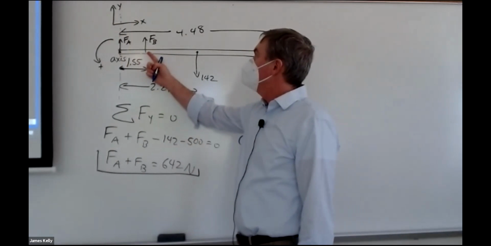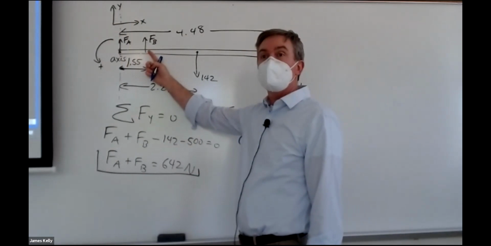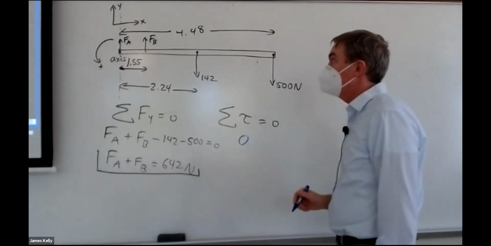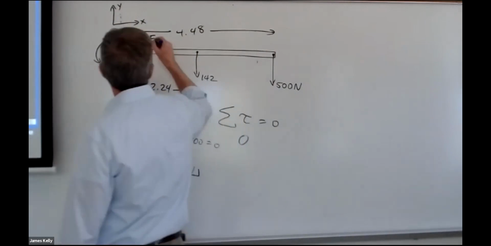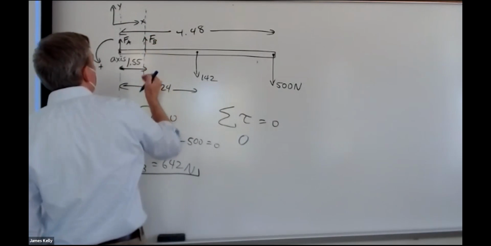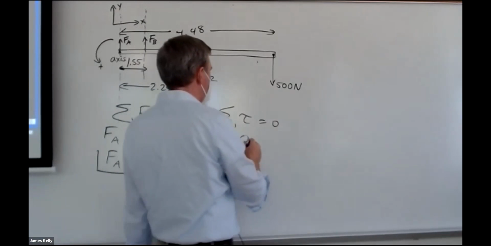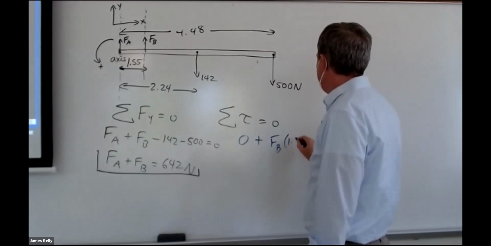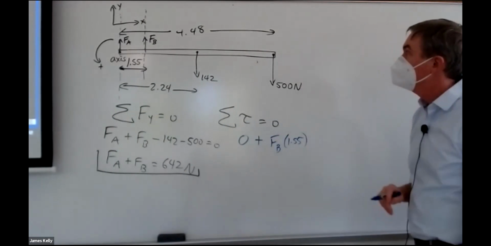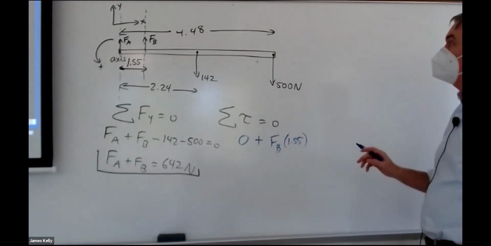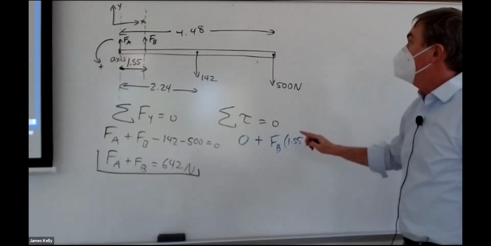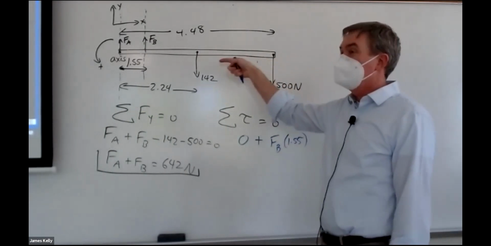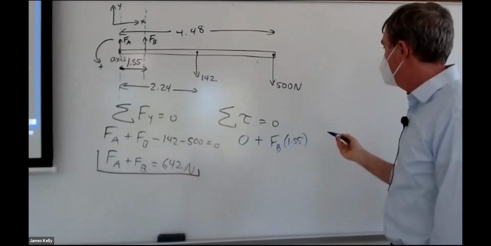How about FB? Is it generating a positive or negative torque in my axis direction? Positive. It's trying to twist it around in the positive direction. And again, I'm going to do the magnitude of the force times the moment arm, which is 1.55. So that's going to be plus FB times 1.55, just leaving out the stuff in SI units. Positive or negative torque? Negative. Both of these are negative. They're trying to twist it in the negative direction in my convention.